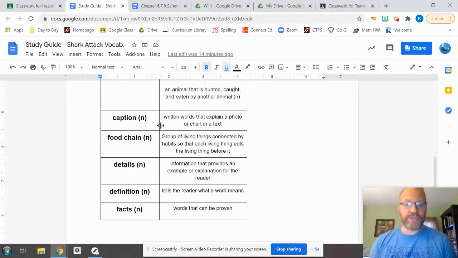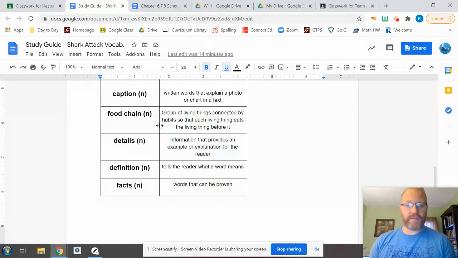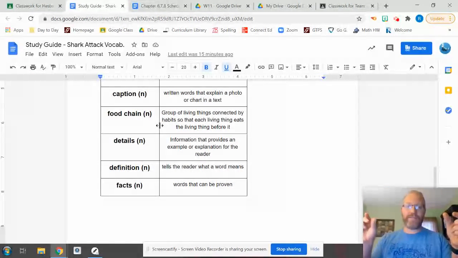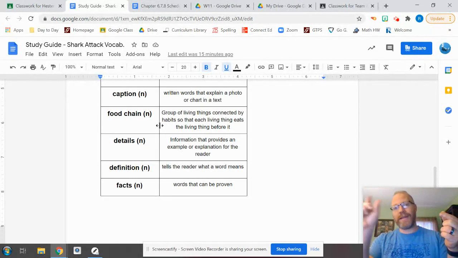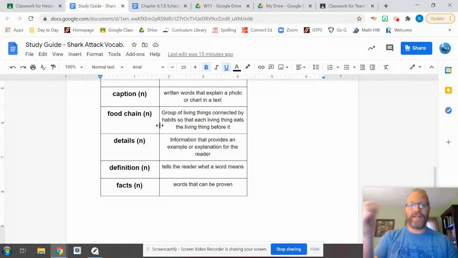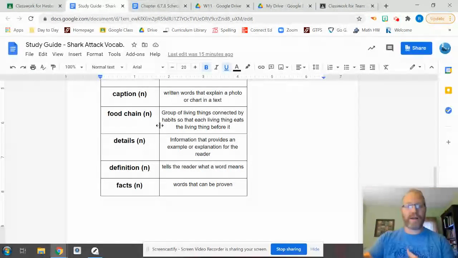Next, we have food chain. If we recall, one page of the book talked about the shark being at the top of the food chain. It's a group of living things connected by habits so that each living thing eats the living thing before it. So it's a chain, a link of all the different animals in the ocean that are eating each other. We started with the zooplankton, the phytoplankton, the mackerel, which then went to the tuna, which then went to the shark. It shows the stages of the smallest to biggest, or your prey to your predators.